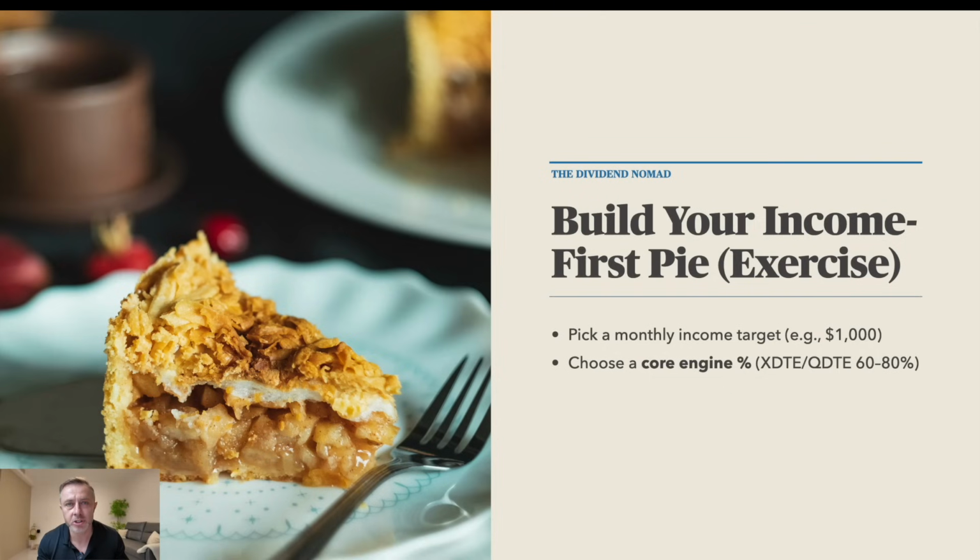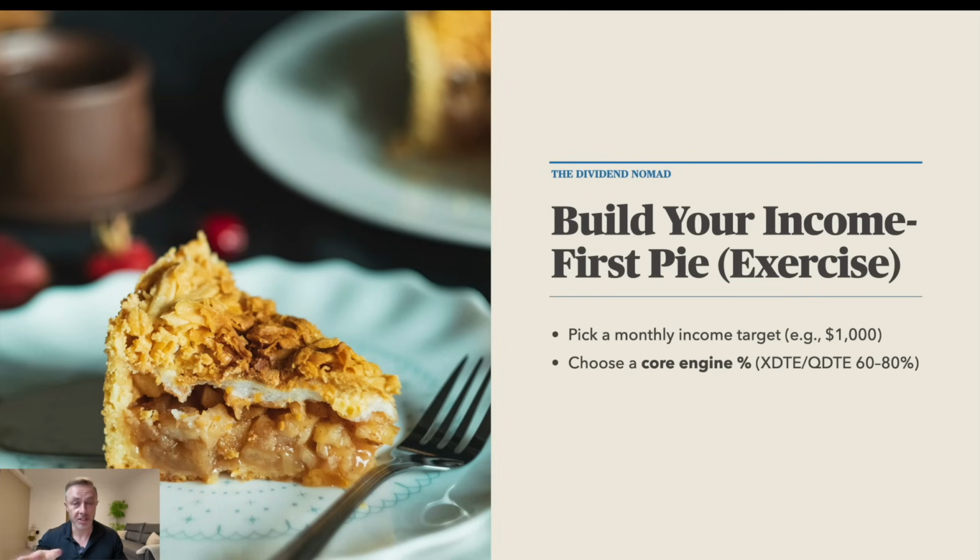Next, you're going to choose a core engine, right? What's going to be the main driving force of this portfolio? What's the one or two stocks you can put the most of your money in that you can count on to be reliable to keep paying you? Me, I chose XDTE and QDTE.